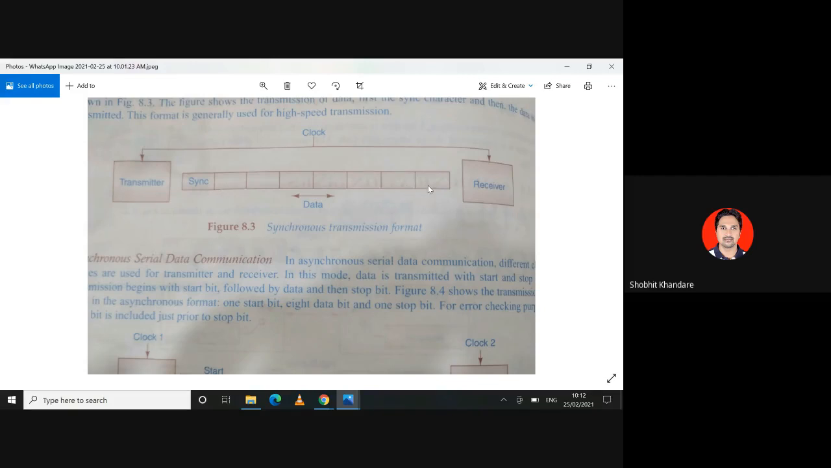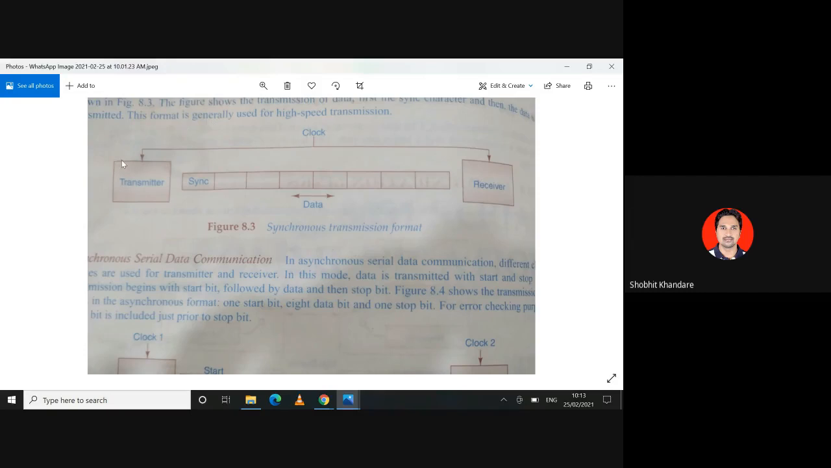So when you are transmitting the bits, along with the bits, the sync character also has to be transmitted. That's why there is a name called synchronous transmission, just to achieve the synchronization between the transmitter and the receiver. So in synchronization, you have the same clock pulses, or the same clock frequency, at the transmitter and the receiver, as well as along with the data, you are transmitting the sync character. So the synchronous transmission format is this.